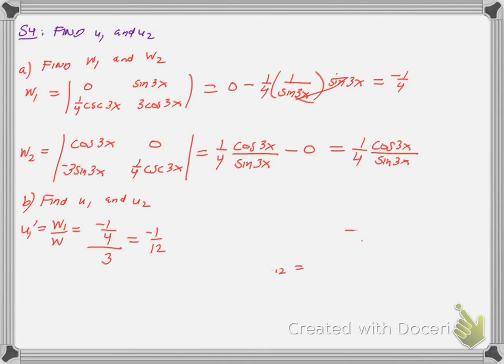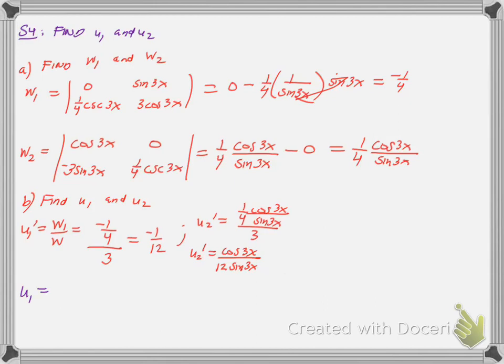All right, u sub 2 prime is, and actually I'm gonna put it closer, just gonna try to write everything on one page. So u sub 2 prime is going to be 1/4 cosine 3x over sine 3x, all over 3. Well, that just simplifies to cosine 3x over 12 sine 3x. Now, I did that because now we need to integrate, right? Again, don't worry about your constant, but we just take the integral.